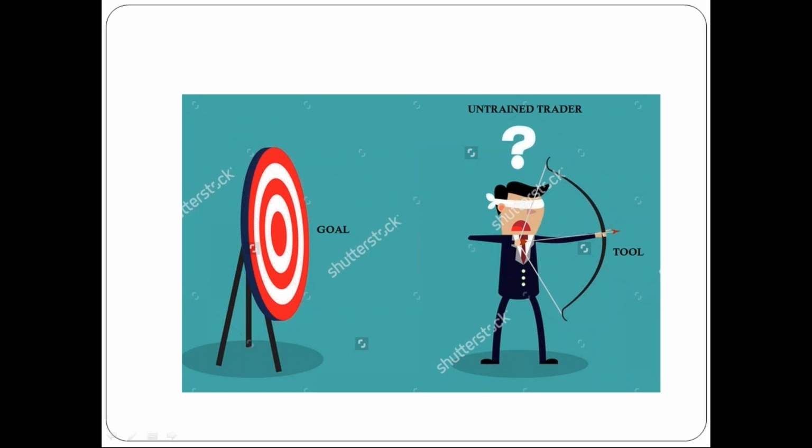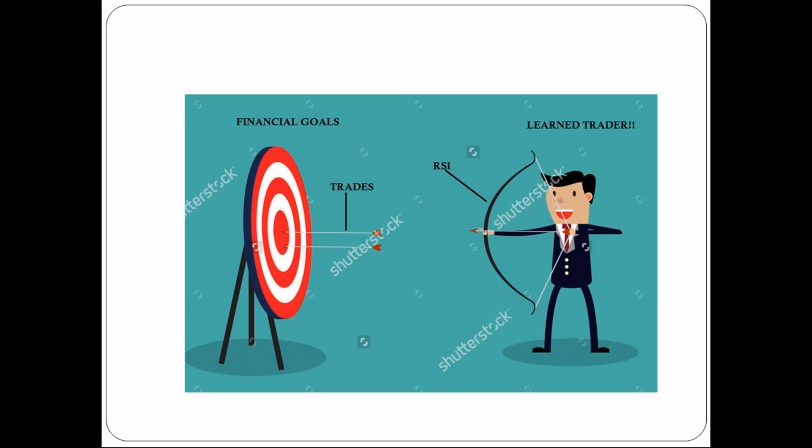So this is a feature of an untrained trader. You have your goal, you have your tool, but you don't know where to shoot, right? And all your trades go here and there. And after you get trained, you're like this. You are a learned trader. You have your RSI as your tool, your trades are hitting the bullseye, and you meet your financial goals.